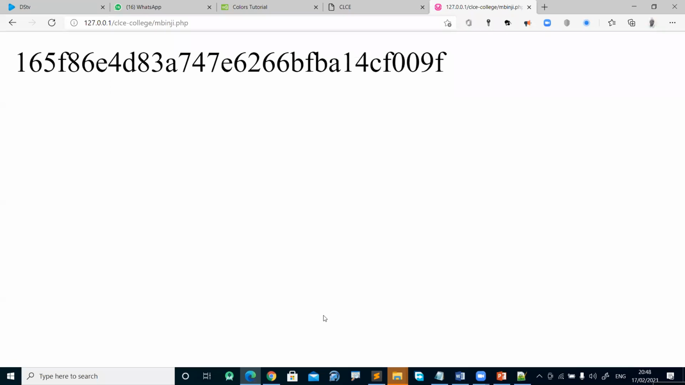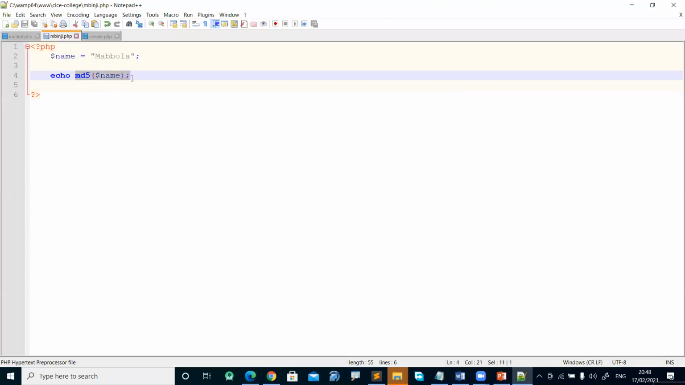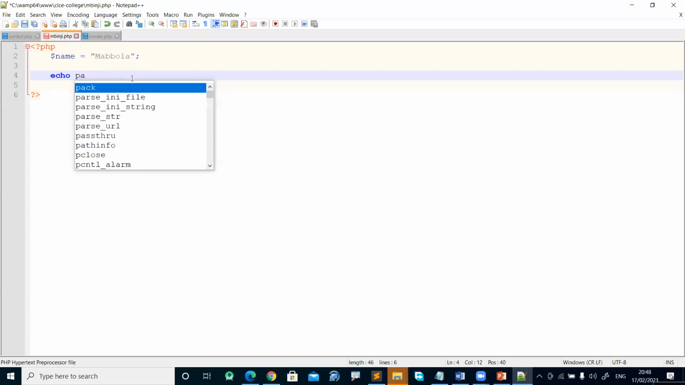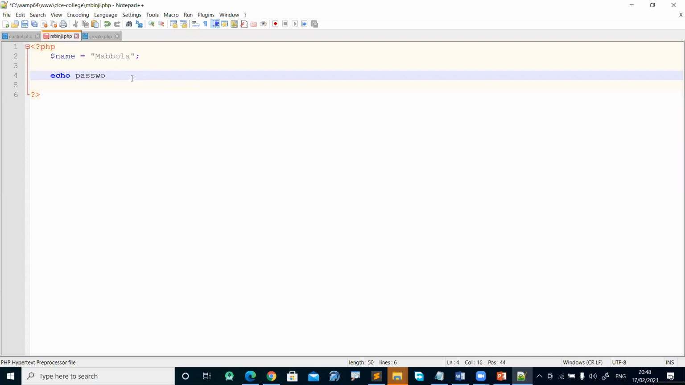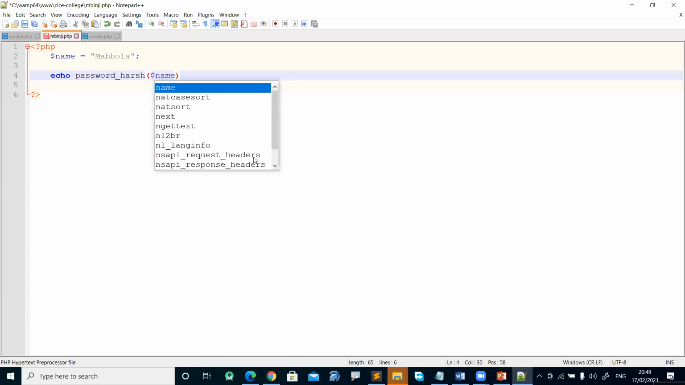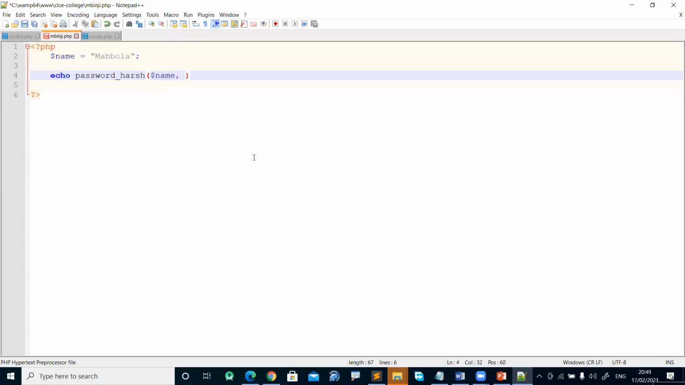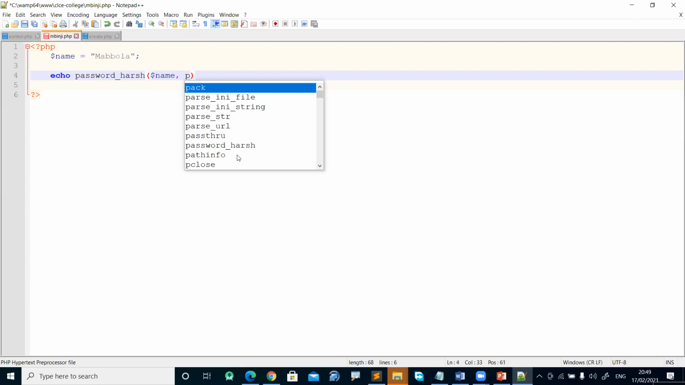There's another method you can use to encrypt data. Let me try if I can remember it. I use something like password hash. Open bracket. Then the first thing I need to put in there, okay, just a moment, let me accept some people. The first thing I need to put in there is the variable itself, comma. Then I put password default.